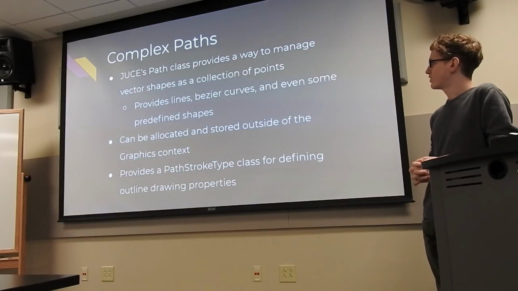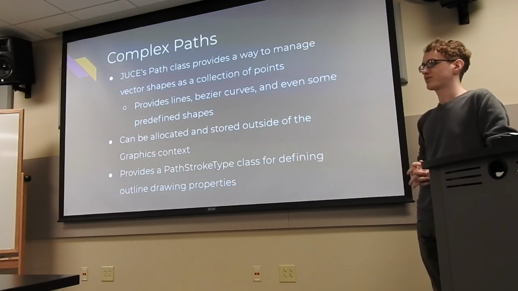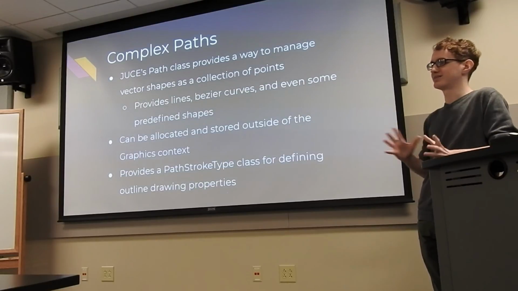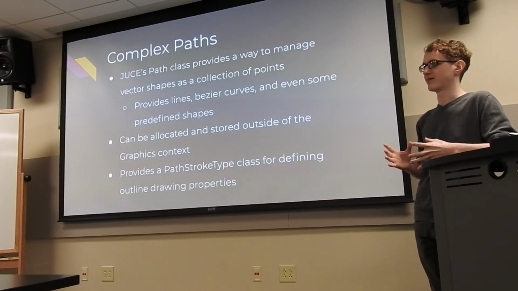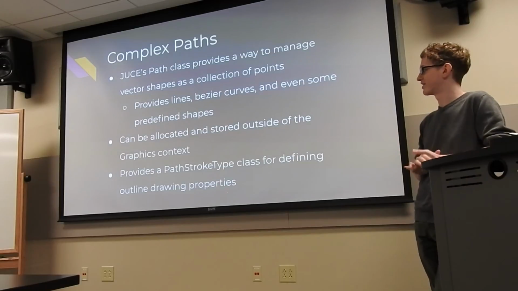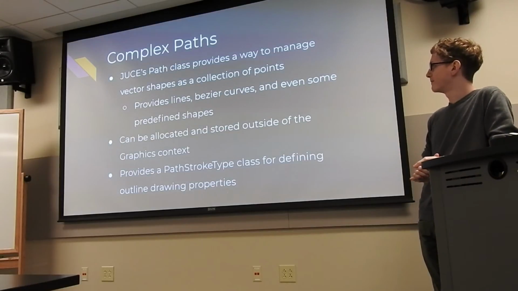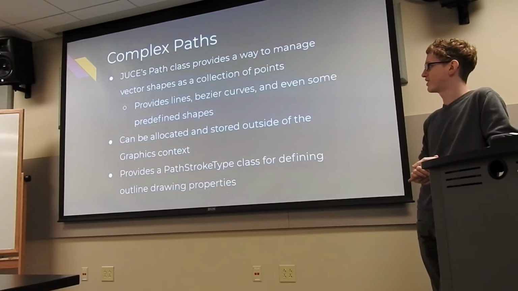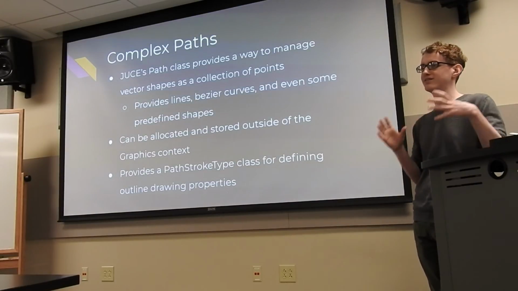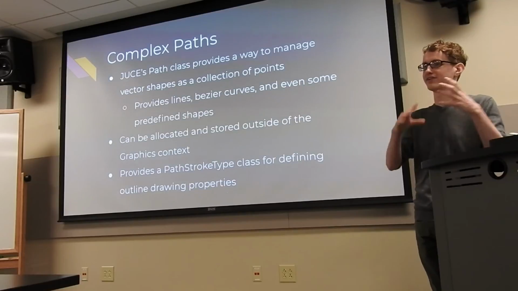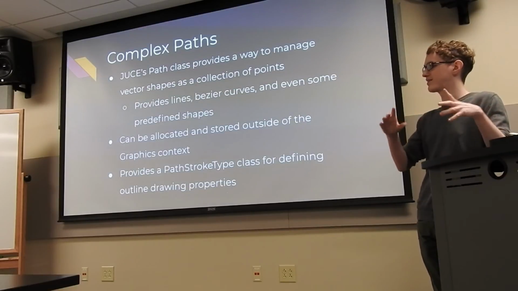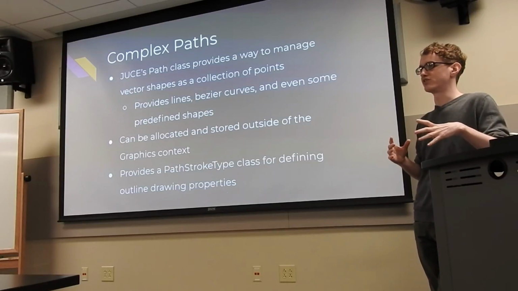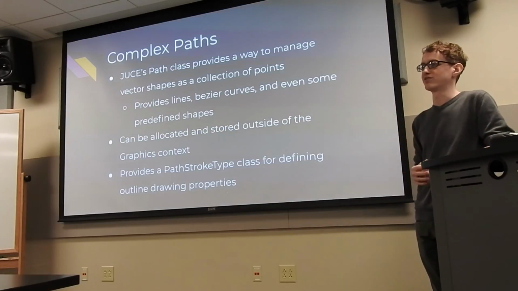And it's important to note it can be allocated outside of the graphics context, so you can just make a path class whenever, since it's not tied to using a graphics context or using an image or anything like that. So if you're doing complex shapes, you can save a lot of work by just having a path inside of your class or allocated off somewhere, set up the whole path beforehand, and then just when you're ready to draw it to the screen, just pass it off to the graphics context.